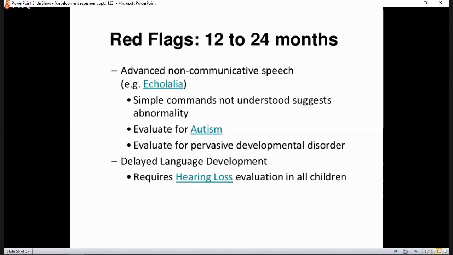Advanced non-communicative speech like echolalia, speaking repeatedly, is a red flag sign. Not understanding a simple command suggests abnormality. Evaluate for autism. Evaluate for pervasive developmental disorders. And delayed language development requires evaluation for hearing loss. In all children who have a language problem, one should always evaluate for hearing.